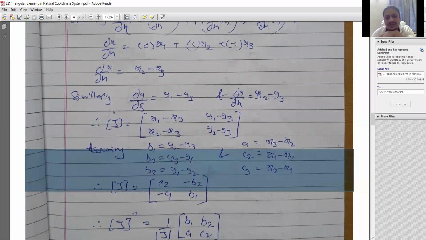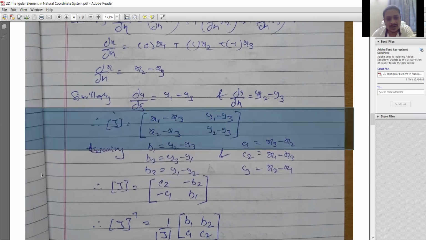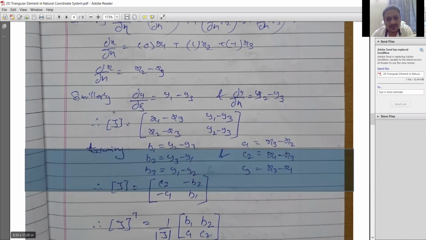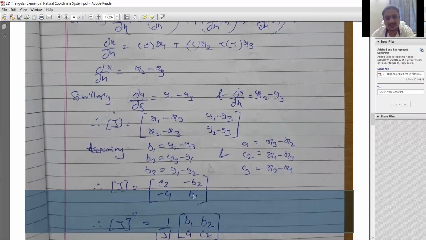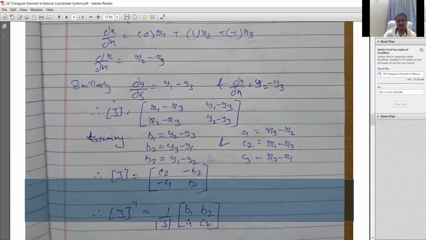Similarly, C1 is x2 minus x3, C2 is x1 minus x3, and C3 is x2 minus x1. So if you use this term, we are going to get the Jacobian matrix J as C2 here minus B2, here this will be minus C1, and here this will be B1. So the inverse of this matrix will be required during the calculation part.